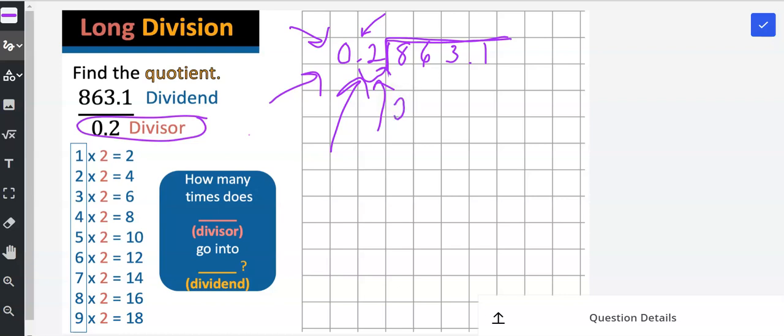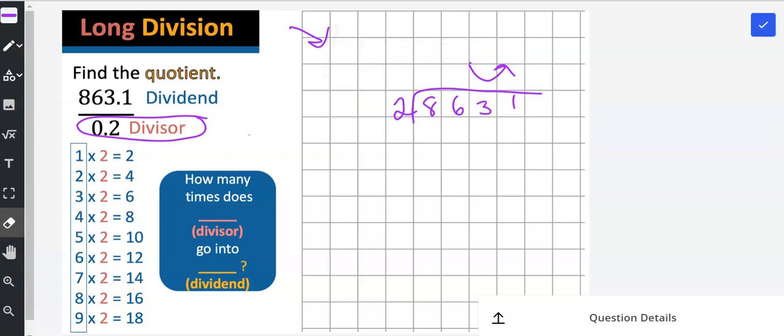So now 0.2 becomes 2. And then on the inside, what we need to do is also move the decimal one time. So if we move the decimal one place value inside the divisor, we have to do the same thing to the dividend. So now this becomes 8,631. Now I'm running out of room up here, so I'm going to erase what I had originally. And now I can start dividing.